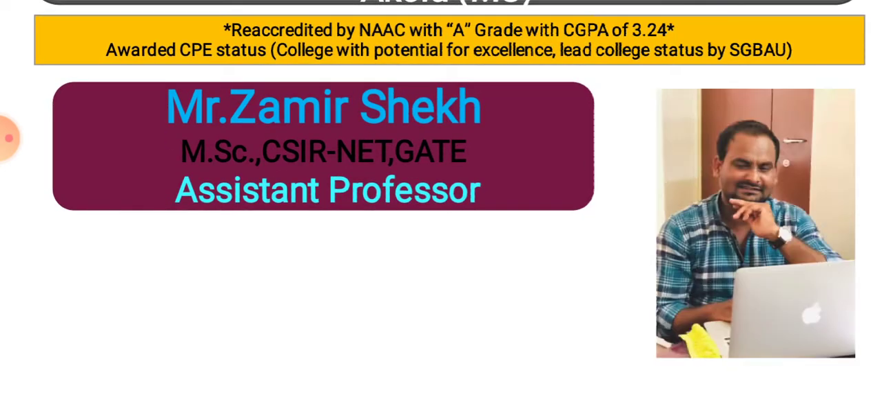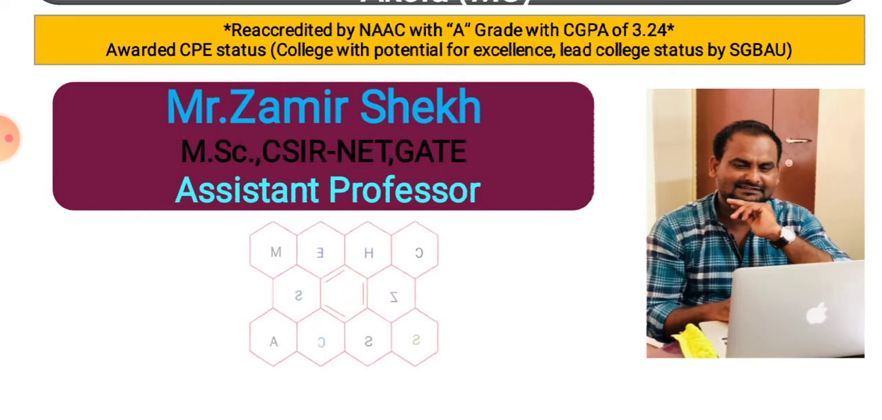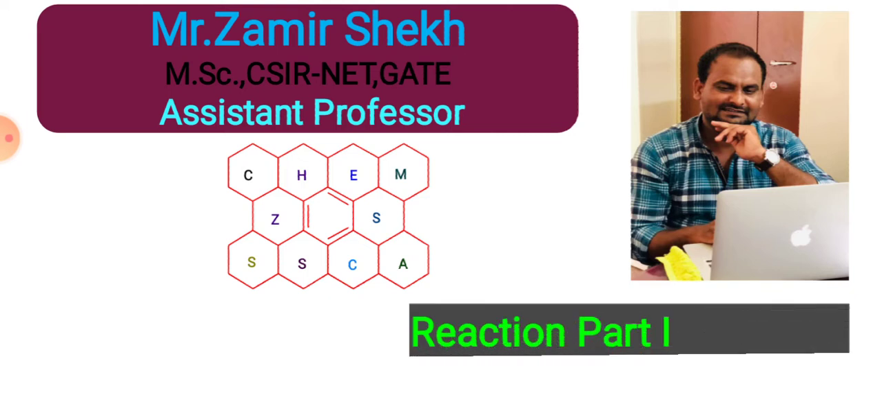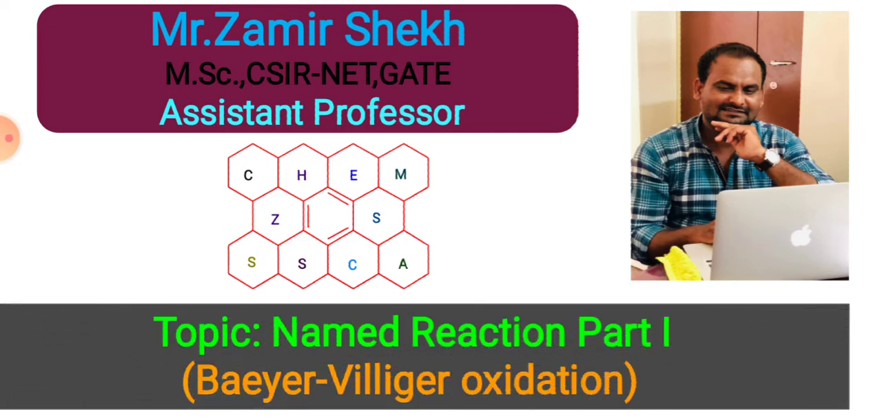Today I will explain a series of name reactions, in which the first name reaction is the Baeyer-Villiger oxidation. You know that the Baeyer-Villiger oxidation is an organic transformation reaction in which oxidation takes place. We will see one by one what the important reactions are, and what the basic examples are, particularly for the Baeyer-Villiger oxidation.